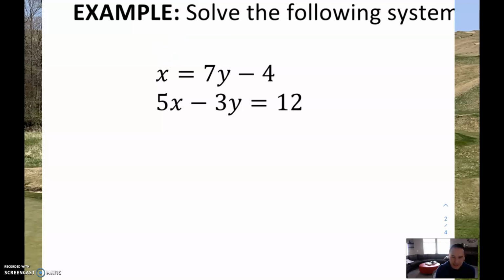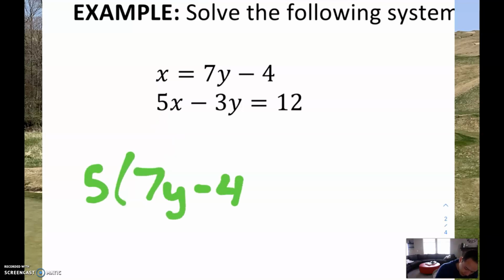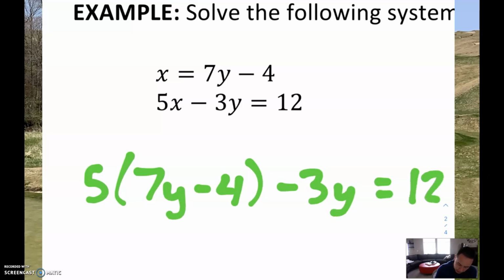So wherever I see an x, I'm substituting it with 7y minus 4. Well, I see an x right here, so I'm going to replace that x with 7y minus 4. And if I do that, it becomes 5 times (7y minus 4) minus 3y equals 12.